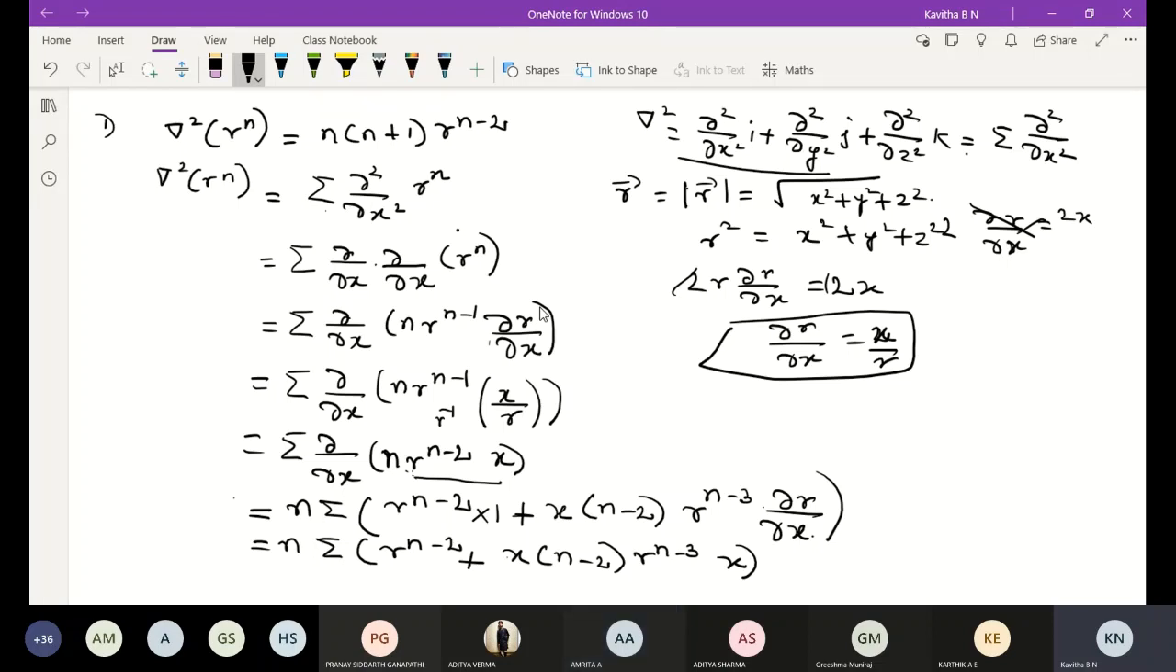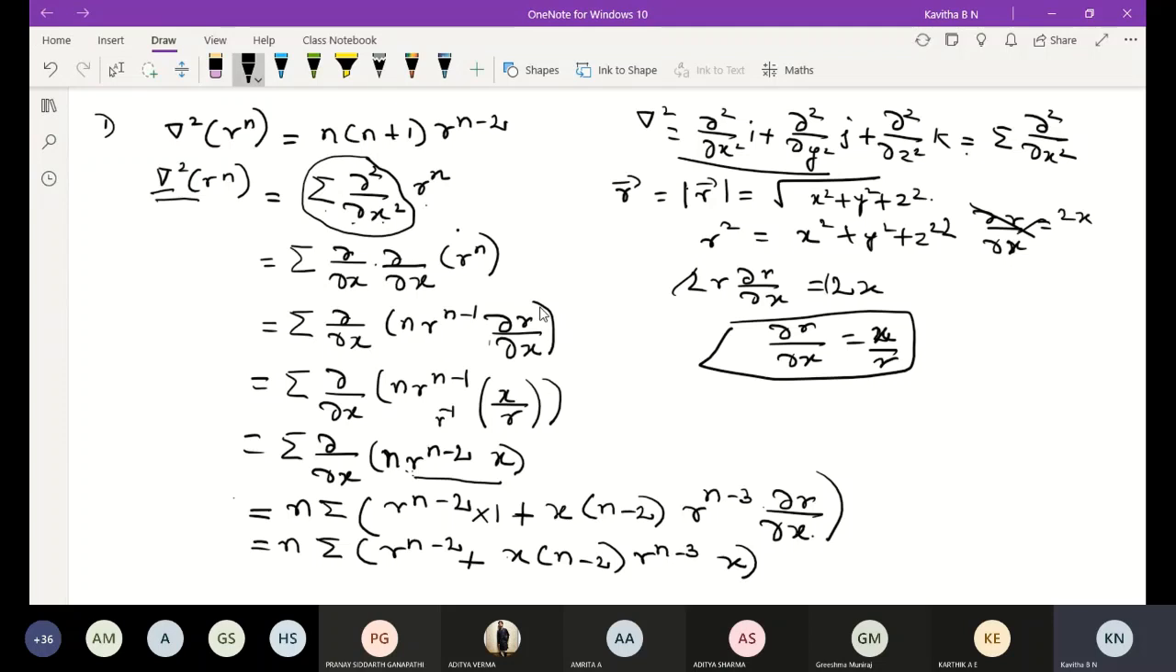Observe here. Del, nabla square r to the power of n. Nabla square, we are writing del square by del x square i plus del square by del y square j plus del square by del z square k, which is equal to the summation of del square by del x square, into r to the power of n.